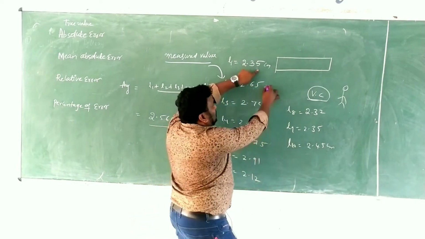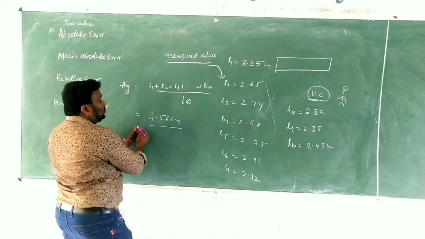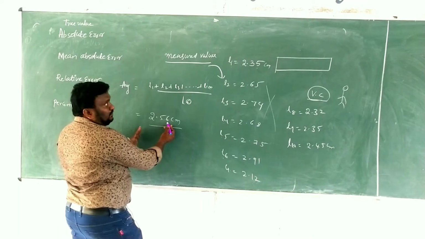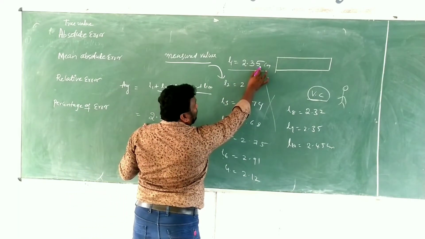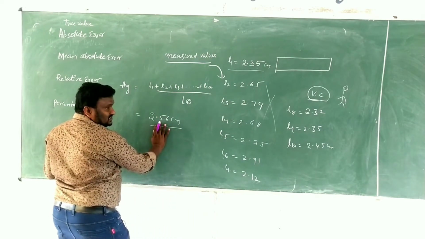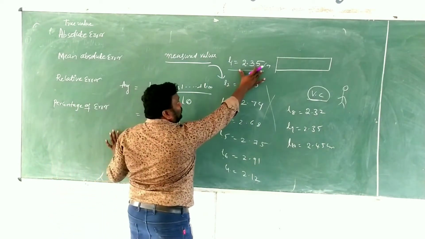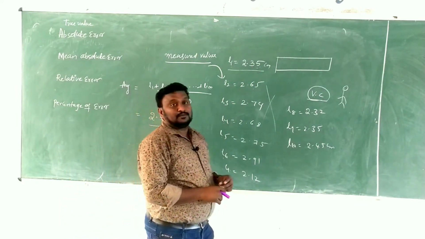After that he was not taken anything. But what is the true value? 2.56. That means if you measure only one time, you will get 2.35, but the actual value is 2.56 centimeters. That means here there is a lot of error in the measured value.